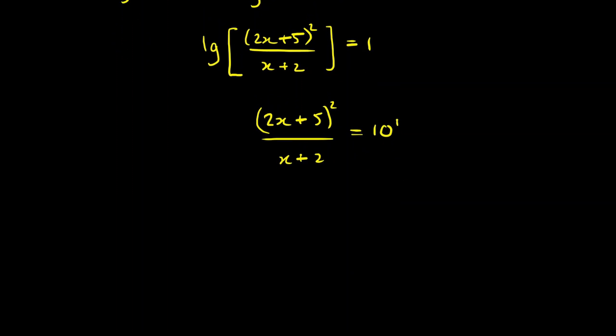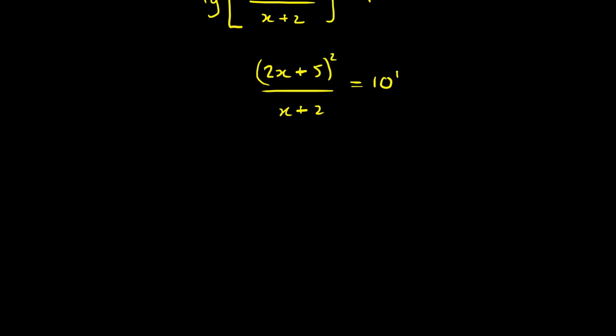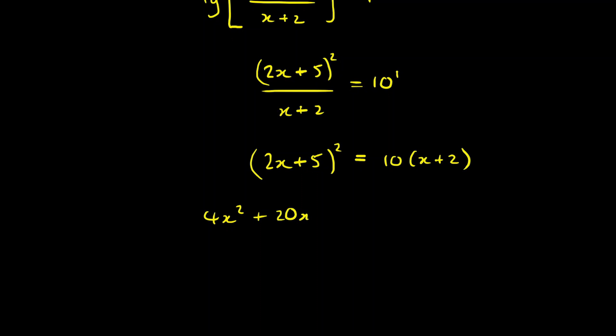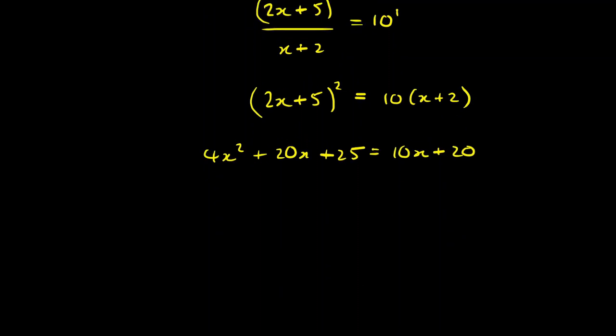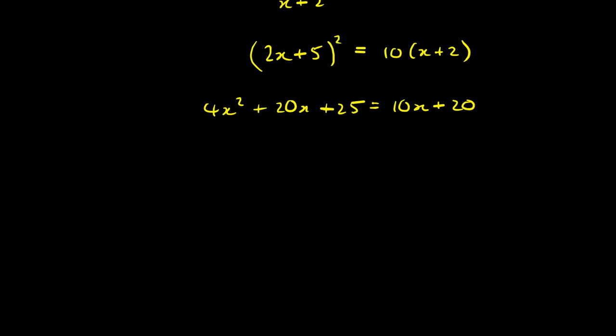So now what we've got is really just a quadratic, and we just need to go through the algebra essentially. So we've got 2x plus 5 all squared is equal to 10 times by x plus 2. And if we do that, we can expand the left-hand side. So we're going to get 4x squared plus 20x plus 25 is equal to 10x plus 20. We bring everything through to the left-hand side to make our lives easier. We get 4x squared plus 10x plus 5.